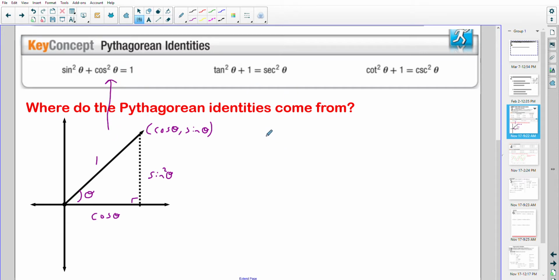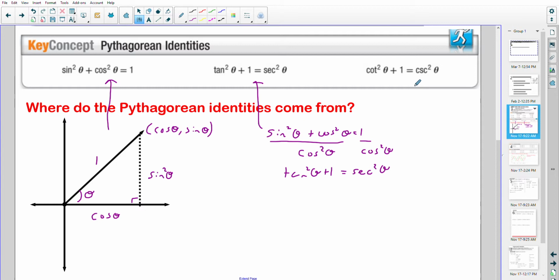Now, let's take a look at that first identity and see how we get the other two identities. It's basically just a division on both sides. If I want tangent squared, I'm going to remember tangent is sine over cosine. So I'm going to divide both sides by cosine squared theta. And when I do that, I end up with tangent squared theta plus 1 is equal to secant squared theta, which is the second identity.